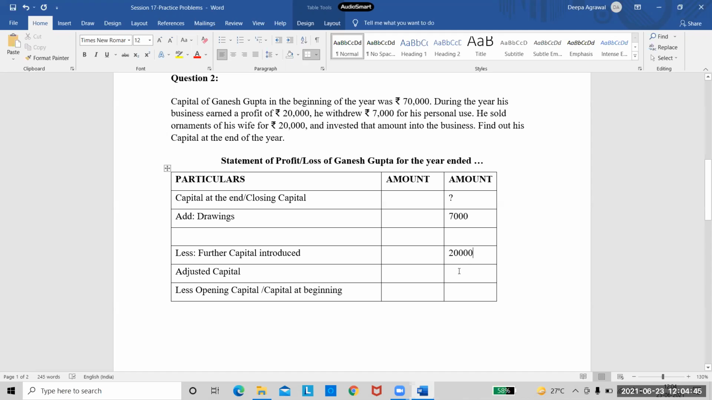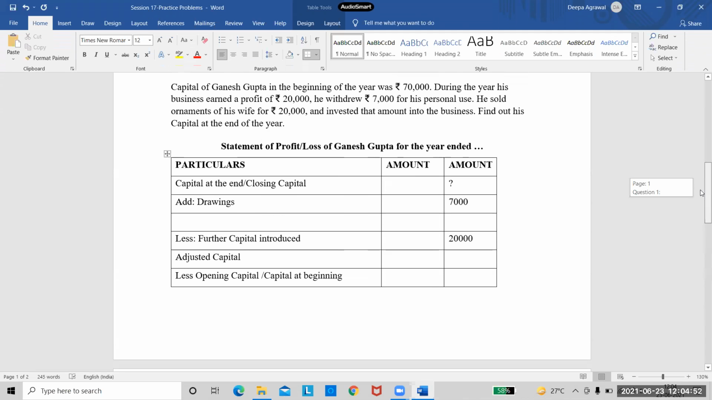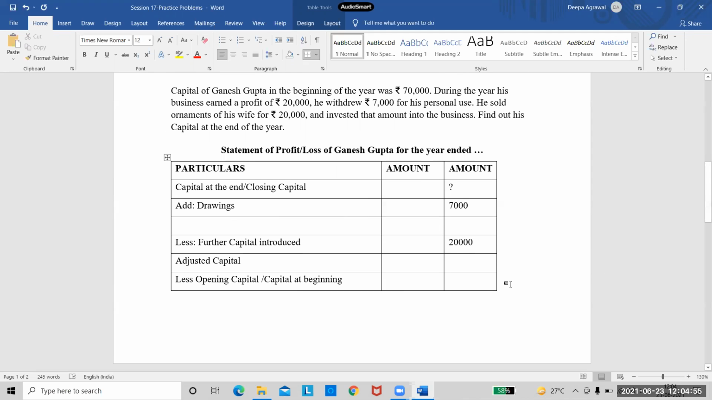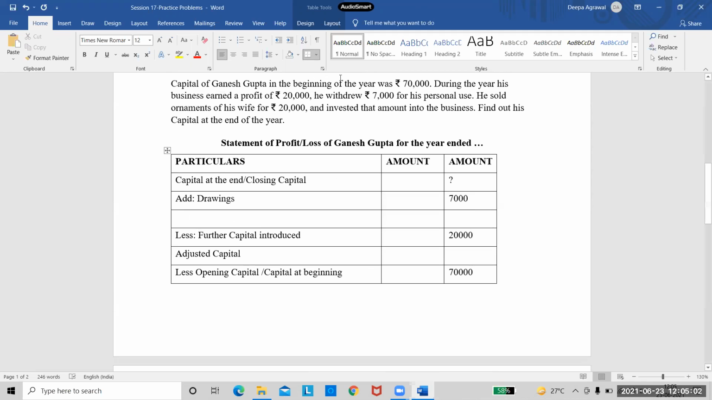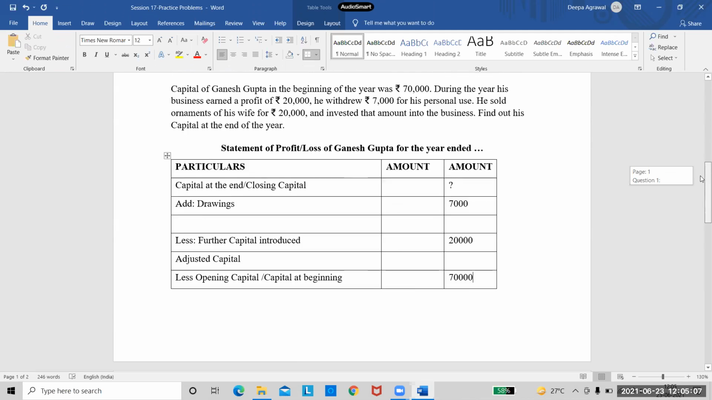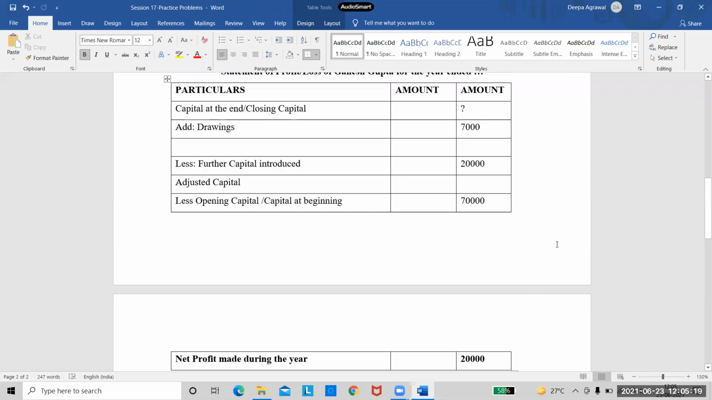Okay, so we cannot write adjusted capital right now. Less opening capital, is the opening capital given to us? Yes, opening capital is also given to us as 70,000. And after the opening capital, whatever profit we get finally, even the profit is given. During the year, his business earned a profit of 20,000. So 20,000 profit is also given to us. But we do not have the closing capital. So what do we do now?